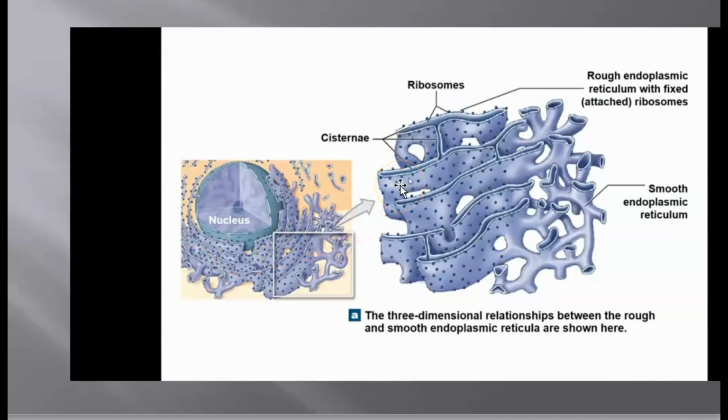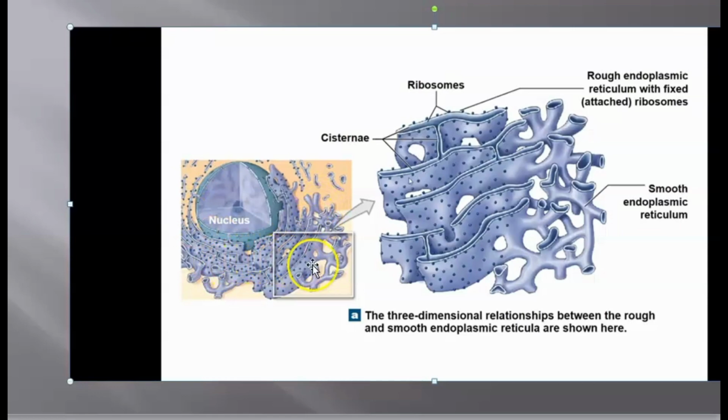Now, this structure will explain to you better. This structure is telling you the relationship between the rough and the smooth endoplasmic reticulum. This is the structure of the endoplasmic reticulum. Here is to demonstrate how these things surround the nucleus. I will explain later how the secretory vesicles or whatever is released are able to move. But now look at how it arranges itself around the nucleus.